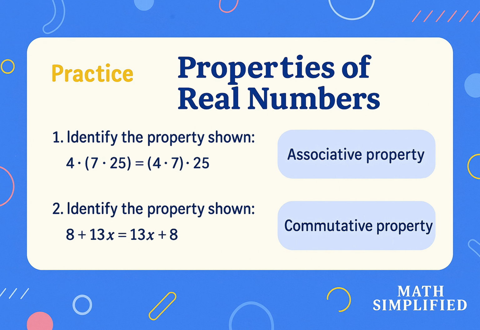So now practice. Properties of real numbers. Identify a property shown. Okay, so here we have an example which is (4 times 7) times 25 equals 4 times (7 times 25). So remember, that's associative property because we're changing what's inside of the parentheses and what's outside of the parentheses. Second part of the practice is identify the property shown. So we have 8 plus 13x equals 13x plus 8. So here we're just changing the order again, and that would just be commutative property, okay?